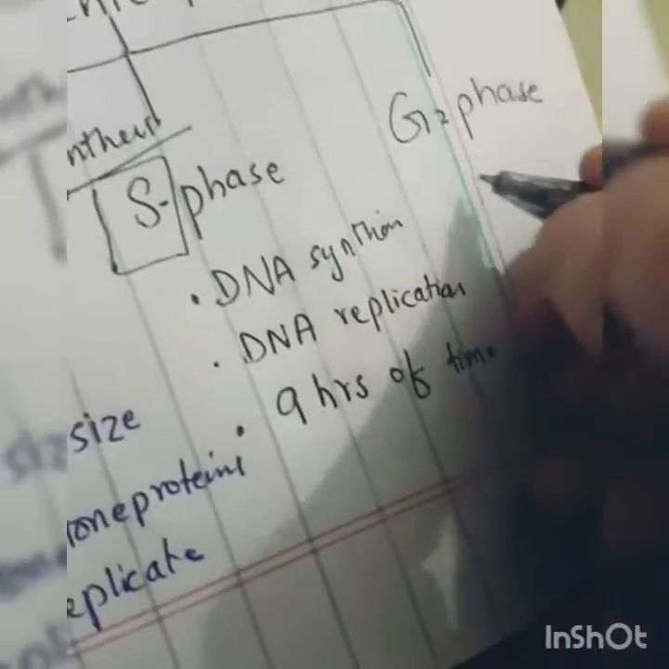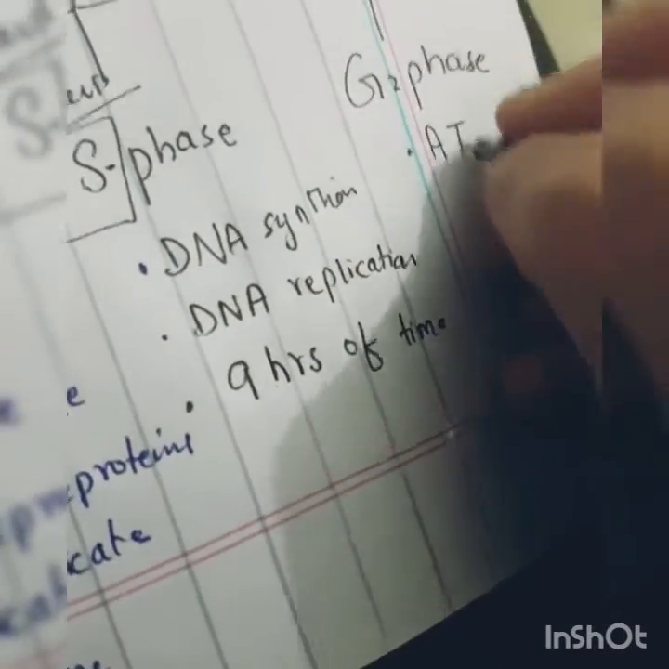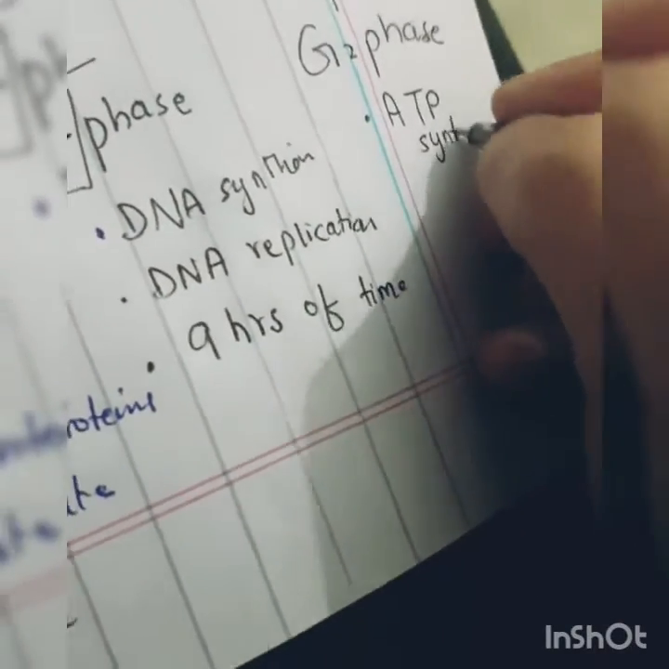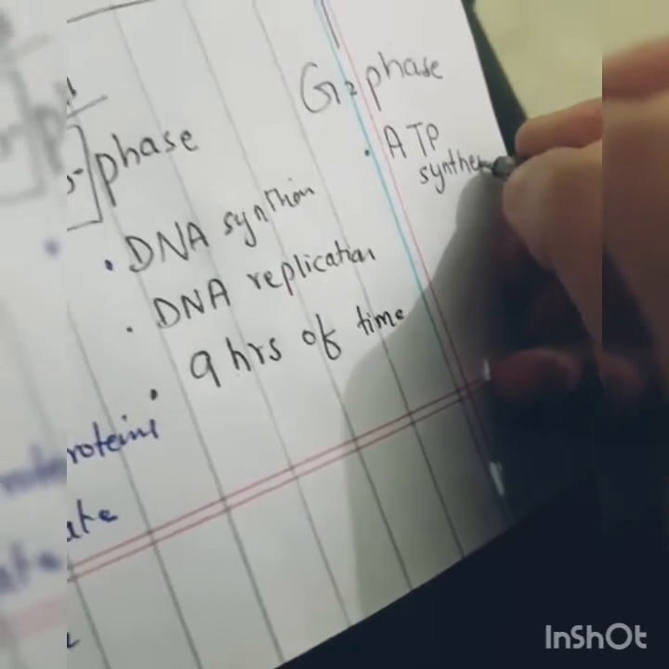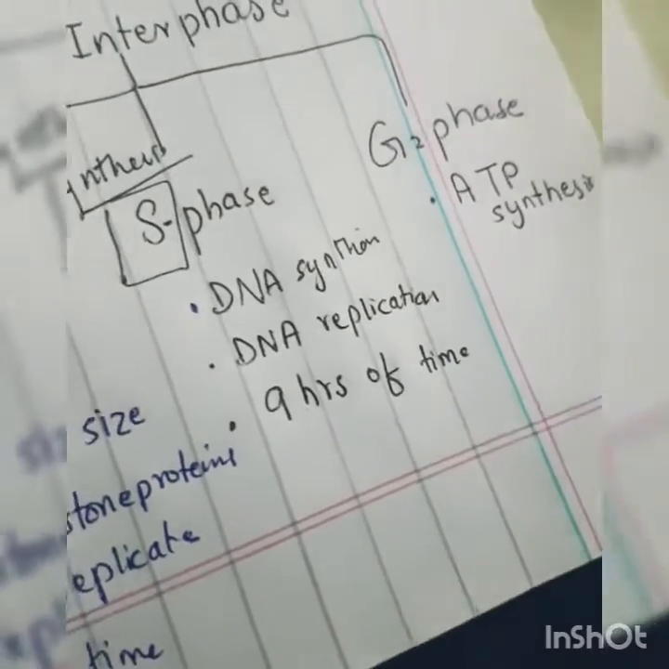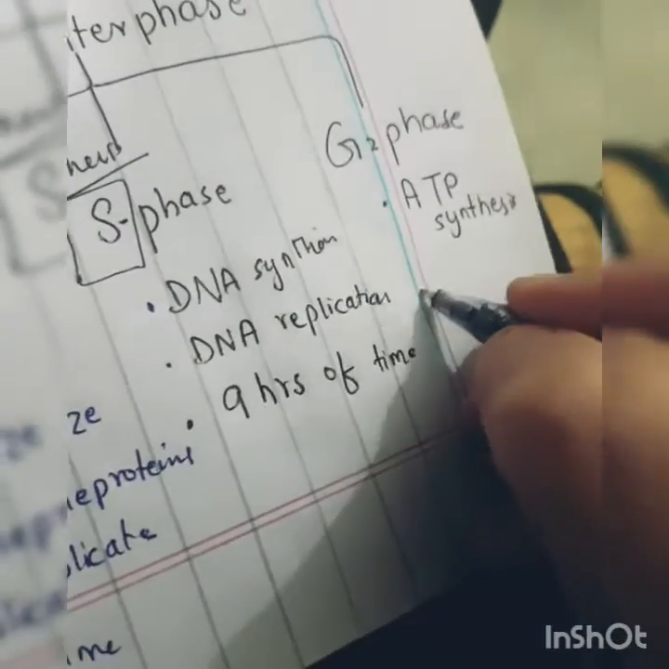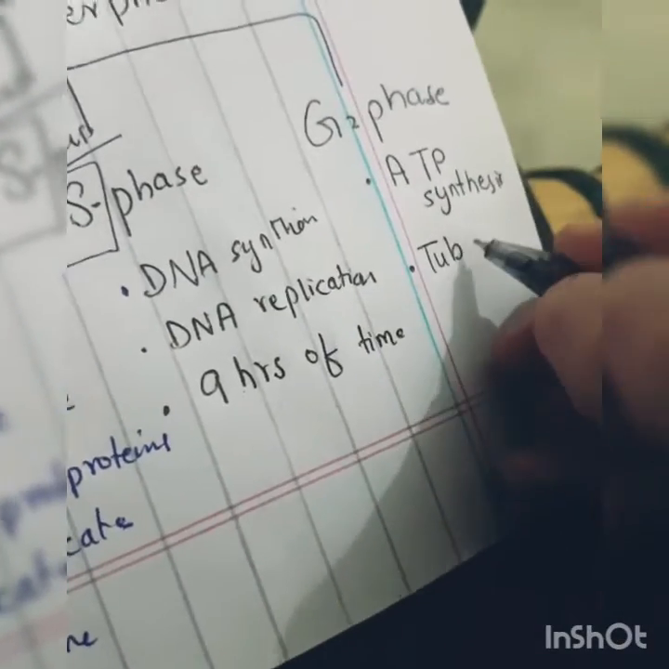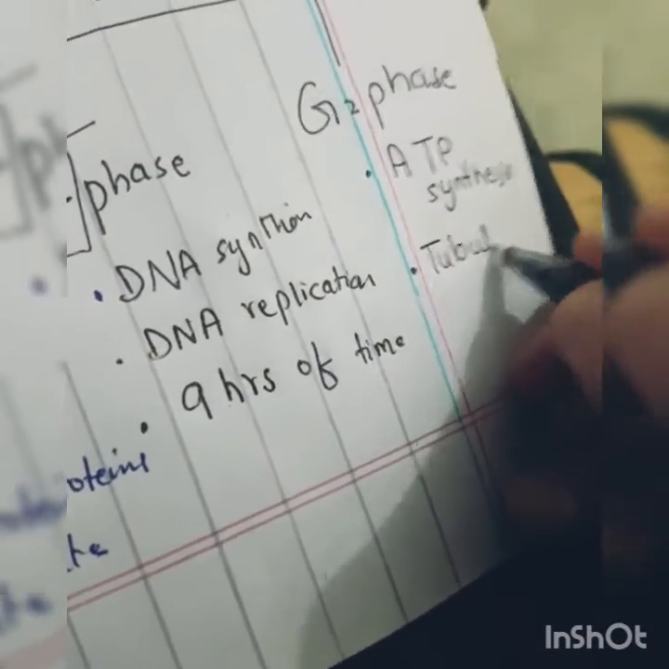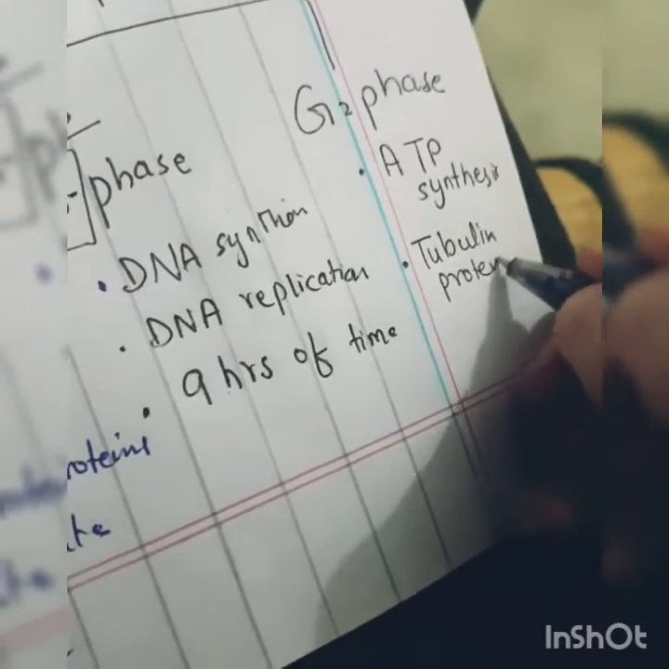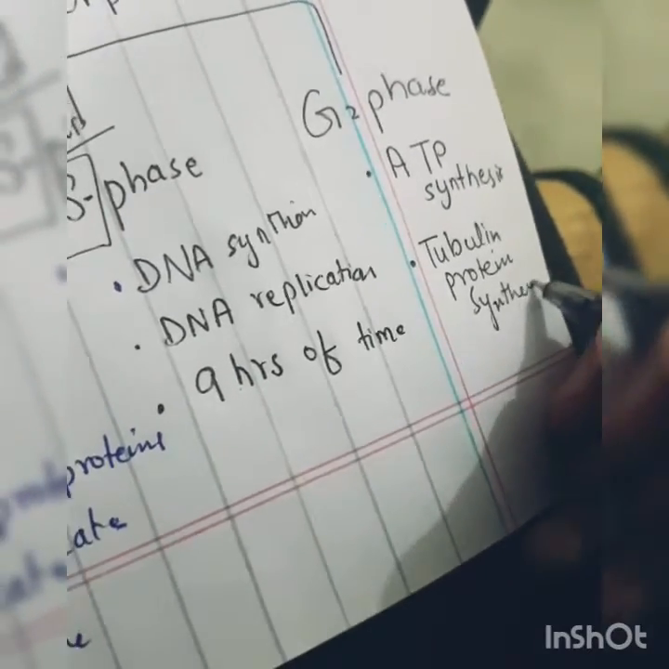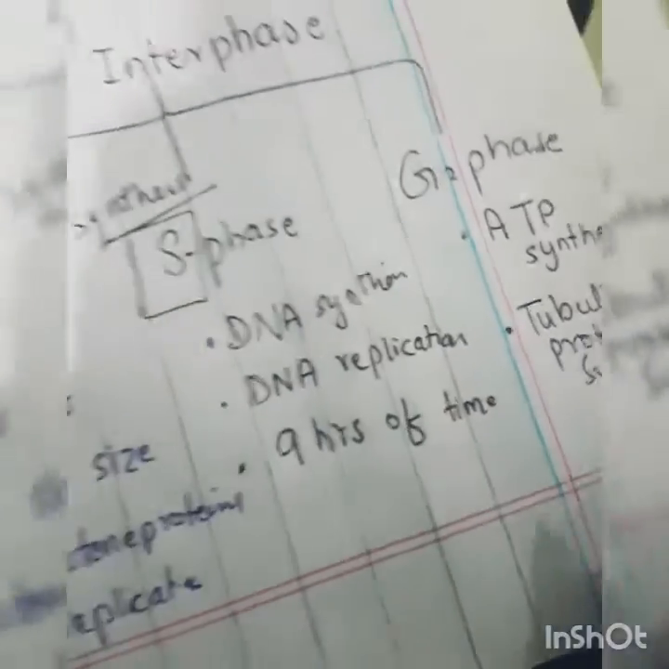Let's come to the G2 phase. What occurs here is ATP synthesis, adenosine triphosphate, which is the energy currency, and tubulin protein synthesis. You know, microtubules are made up of proteins. Tubulin protein synthesis.